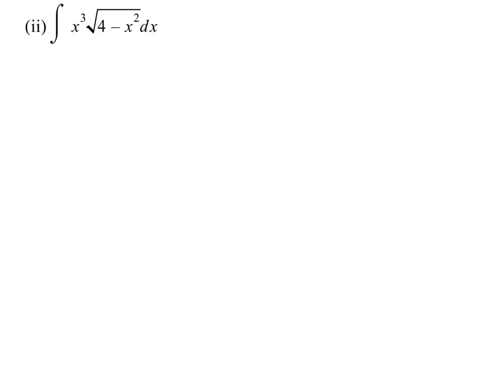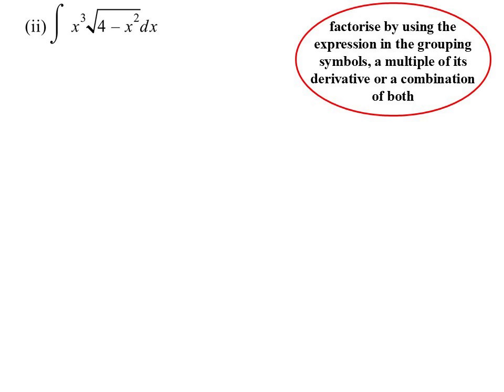Now, x cubed times the square root of 4 minus x squared. The derivative of x cubed involves x squared, but my x squared is under the square root sign. So I need to do a different type of manipulation. I'm going to factorize this. And you look at it and go, what? Factorize? How does it factorize? It does with a bit of manipulation. I'm going to factorize using the expression inside the grouping symbol. So in this case, under the square root sign. That's the key. 4 minus x squared. I want a multiple of that function or its derivative, and the derivative would be minus 2x. Playing around with that, I can do that.